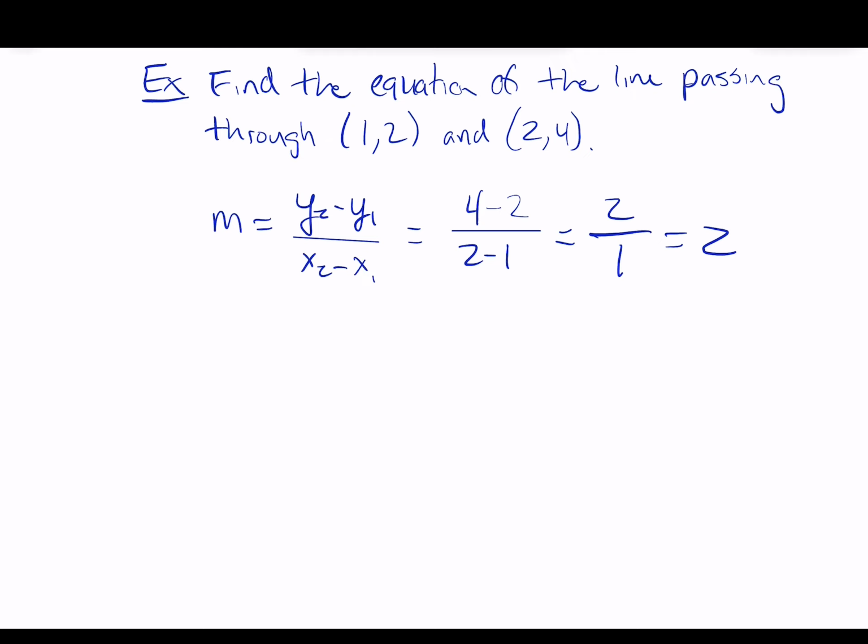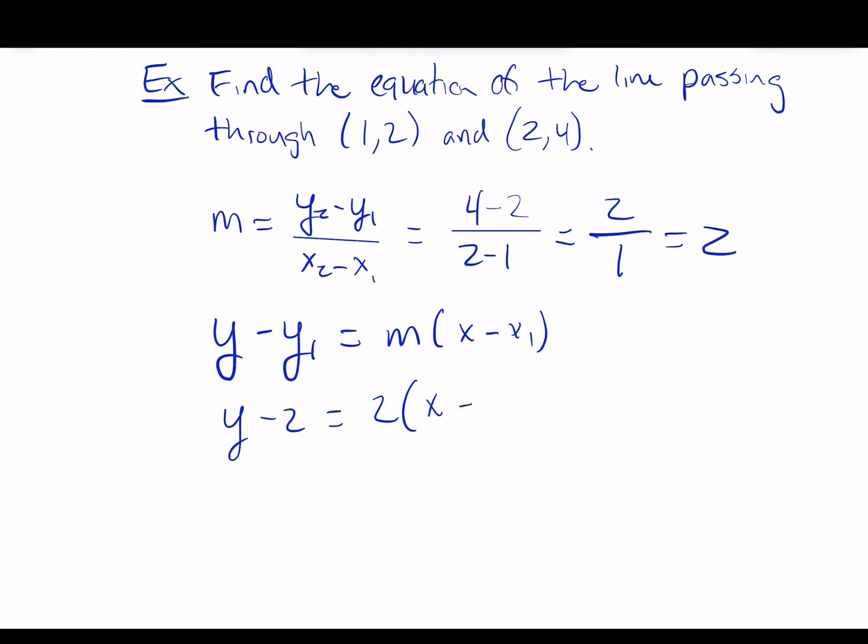So now we can choose either of those 2 points to plug into the point-slope formula, which is y minus y1 is equal to m times x minus x1, and we'll use the first point. So y minus 2 is equal to 2 times x minus 1. We can distribute the 2 on the right-hand side. 2 times x is 2x. 2 times negative 1 is minus 2. So we have y minus 2 is equal to 2x minus 2.